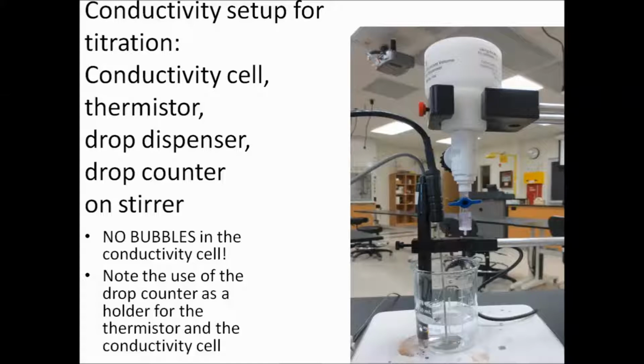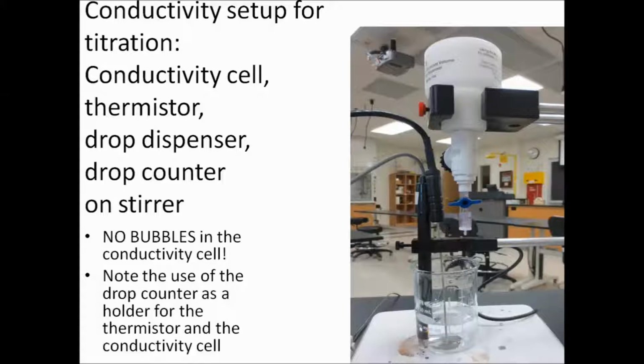In this video I'm going to do a titration of acetic acid with sodium hydroxide using the conductivity sensor, the Model 160 conductivity sensor. I'm also going to be using the drop dispenser and the drop counter along with the thermistor probes in order to monitor the course of the titration.